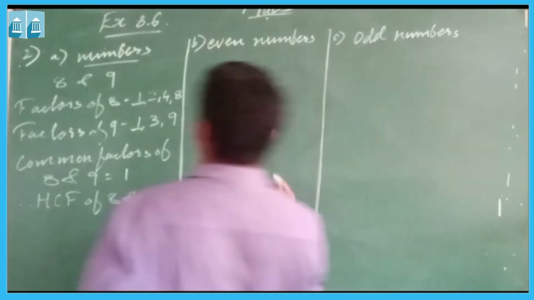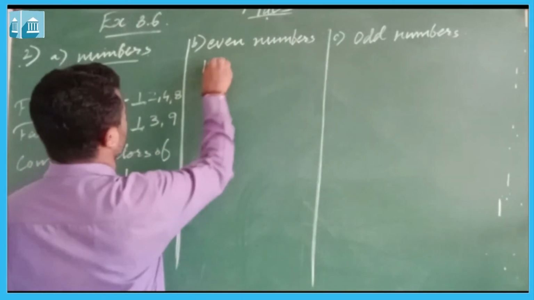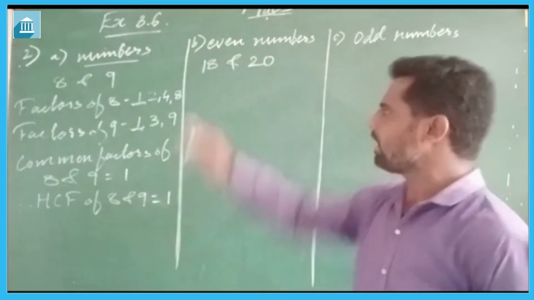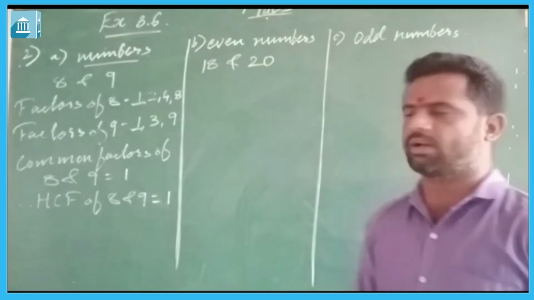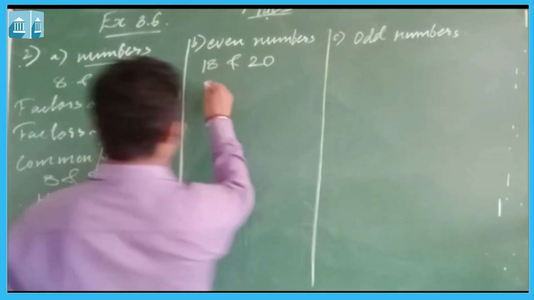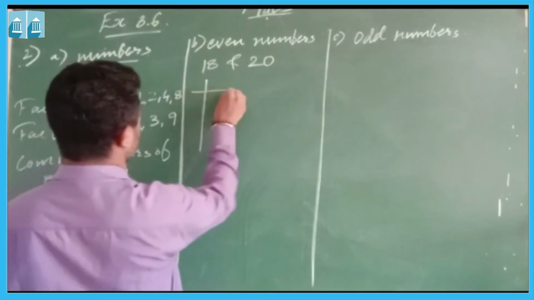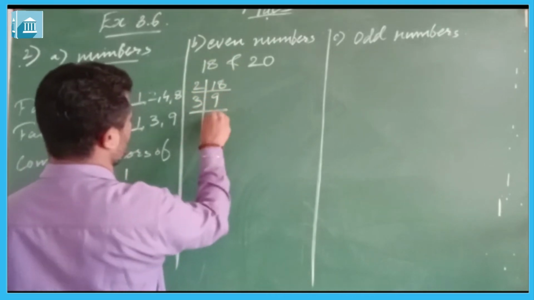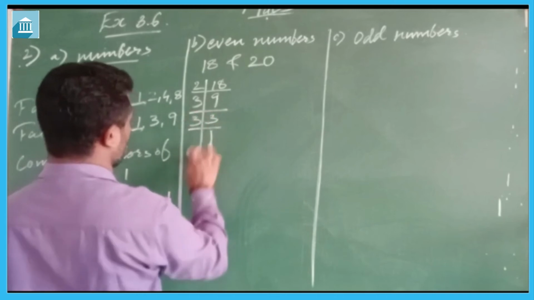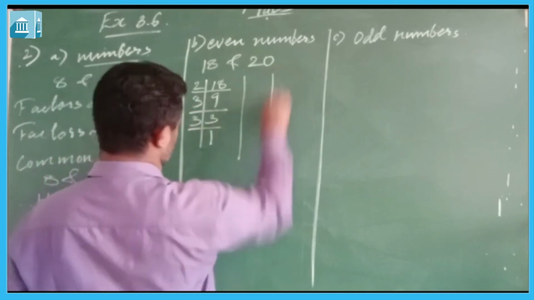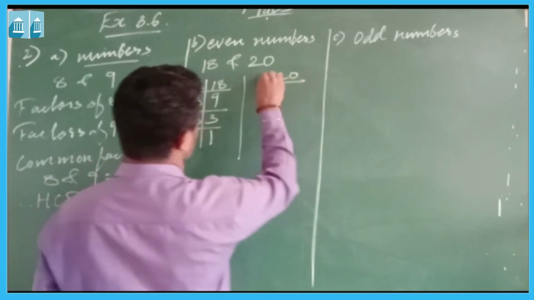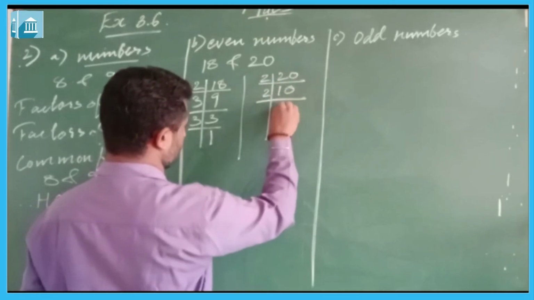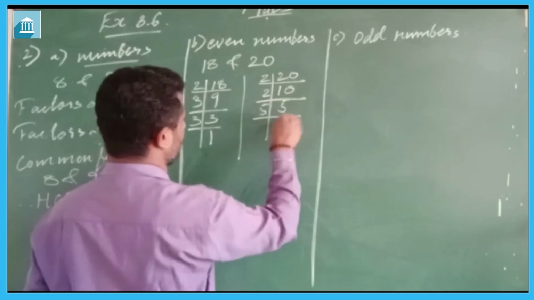Second is two consecutive even numbers. For example, 18 and 20. 18 is an even number, 20 is also an even number. Now let us do prime factorization. 18: 2 into 9, 3, 3, 1. Same way 20: 2, 10, 2, 5, 5, 1.